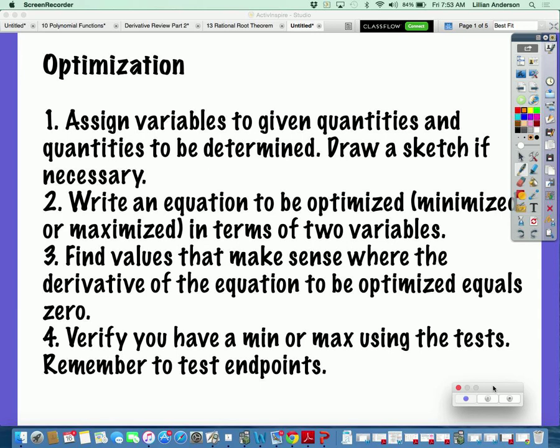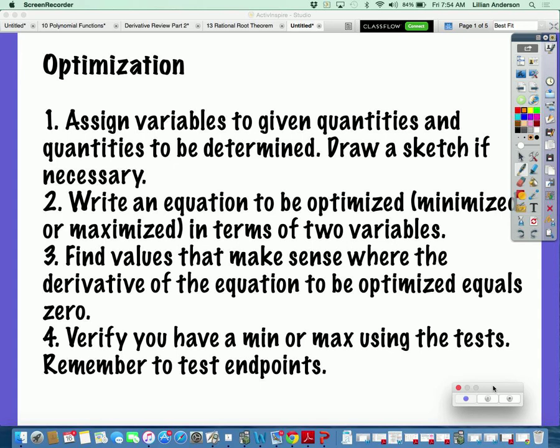First, you want to assign variables to given quantities and quantities to be determined. If necessary, draw a sketch, because that might help you figure out exactly what you're trying to find. Second, write an equation that is to be optimized. In other words, write an equation for the thing you're trying to maximize or minimize in terms of two variables.